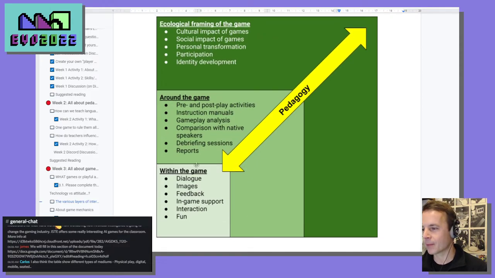Just remember that. Second, around the game. So the game as product, the game as passive product giving you language, is the first layer. Second layer, around the game. So what are you going to do before the game? What are you going to do after the game? Is there an instruction manual? Can you analyze your gameplay? Can you compare your play with native speakers? Okay, that's a loaded term. I should say target language speakers. Are you going to do some debriefing sessions or create some reports?